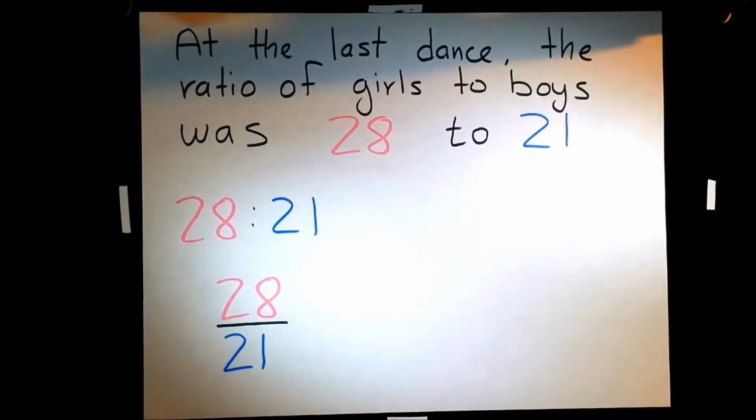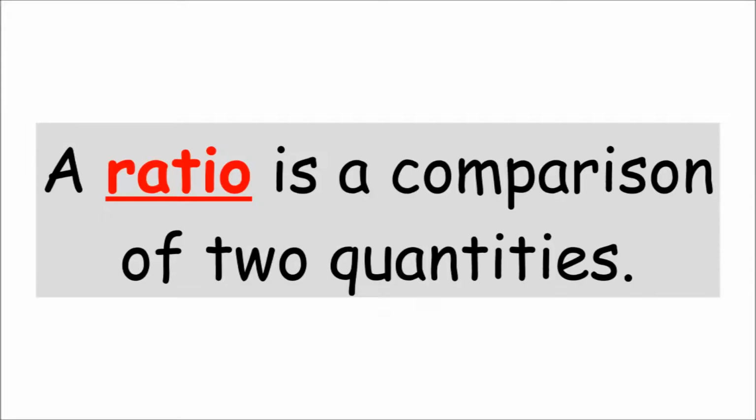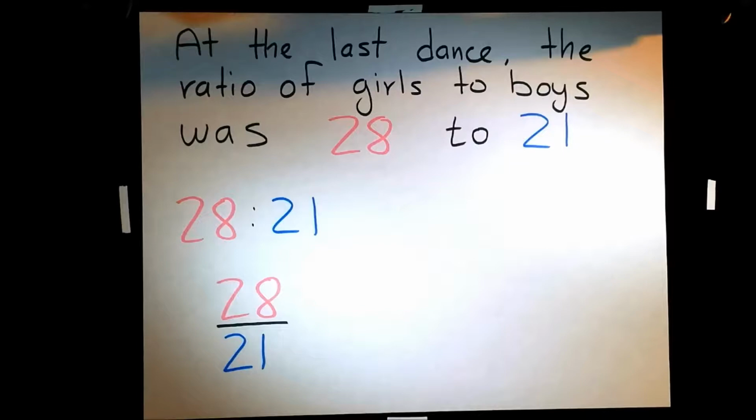In this video, we're going to talk about ratios, rates, and unit rates. So let's talk about ratios first. For example, I have this sentence here. It says at the last dance, the ratio of girls to boys was 28 to 21. So we had 28 girls and 21 boys.